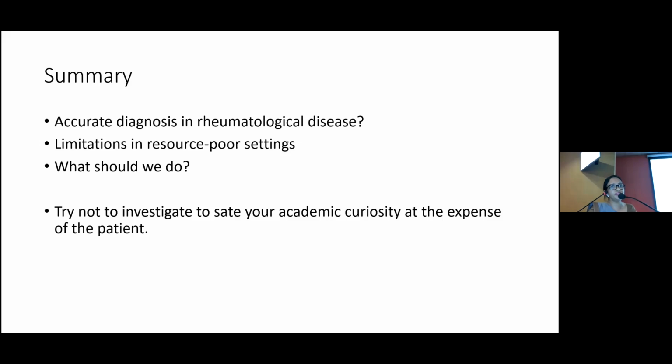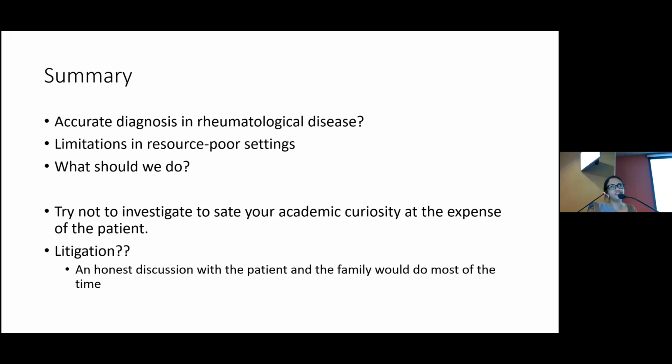Try not to investigate to sate your academic curiosity, because that will be at the expense of the patient. If you can pay out of your own pocket and it does not harm the patient, then that's fine. Otherwise, try not to. And litigation, this is what people always put forth when I say that. What about the litigation issues? I say, if you have an honest discussion with the patient and the family and tell them why we do this and not that, most of the time that would just do.